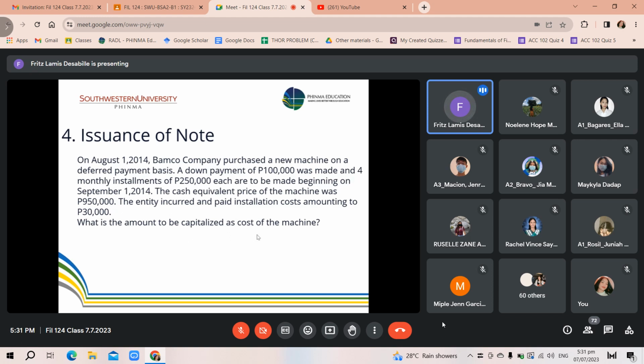Okay, so I'm going to read the problem. So this is related to what we have discussed yesterday, no? So this is the acquisition of property, plant, and equipment, no? Method number 4 is the issuance of note payable.